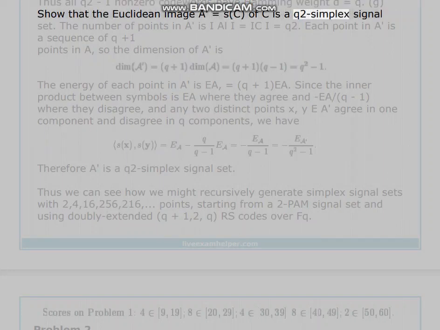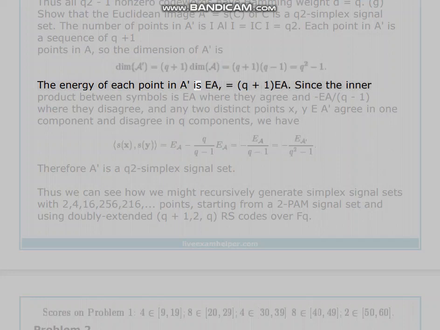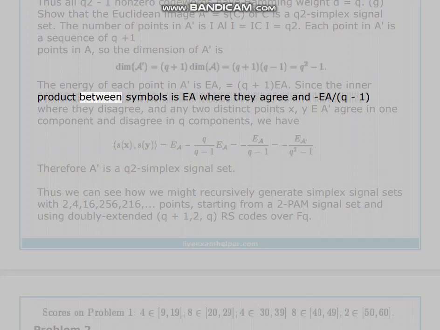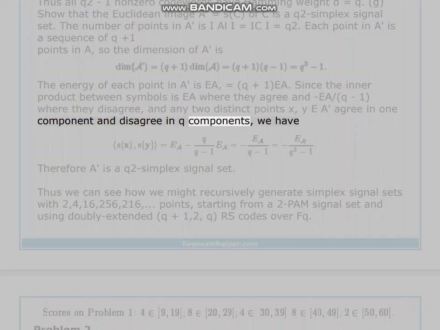G. Show that the Euclidean image A' = S(C) of C is a q² simplex signal set. The number of points in A' is |A'| = |C| = q². Each point in A' is a sequence of q + 1 points in A, so the dimension of A' is N = (q + 1)(q - 1) = q² - 1. The energy of each point in A' is E(A') = (q + 1)E(A). Since the inner product between symbols is E(A) where they agree and -E(A)/(q - 1) where they disagree, and any two distinct points x, y ∈ C agree in one component and disagree in q components, we have the required inner product. Therefore A' is a q² simplex signal set.